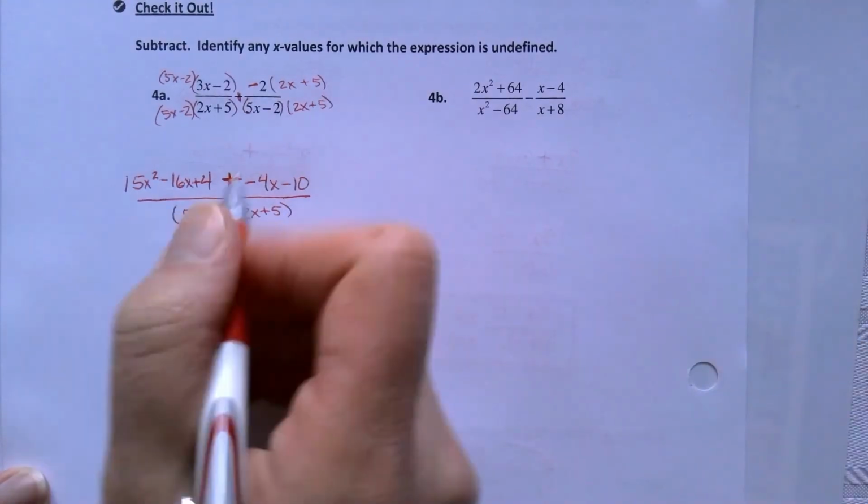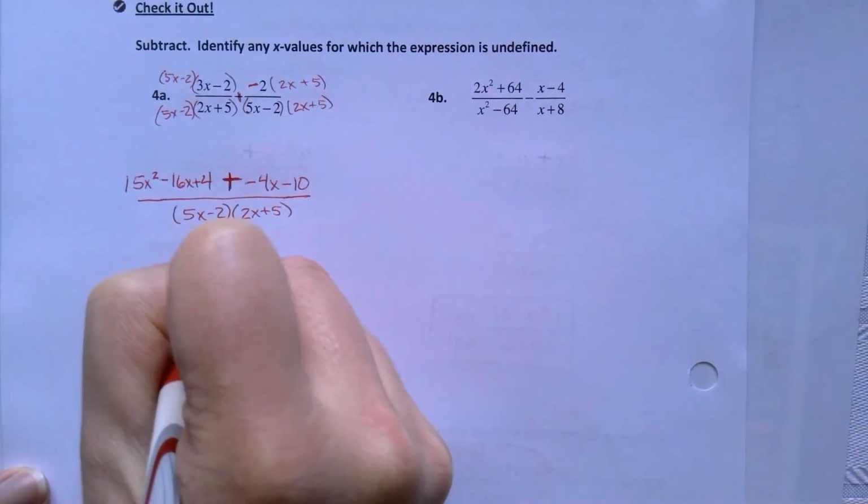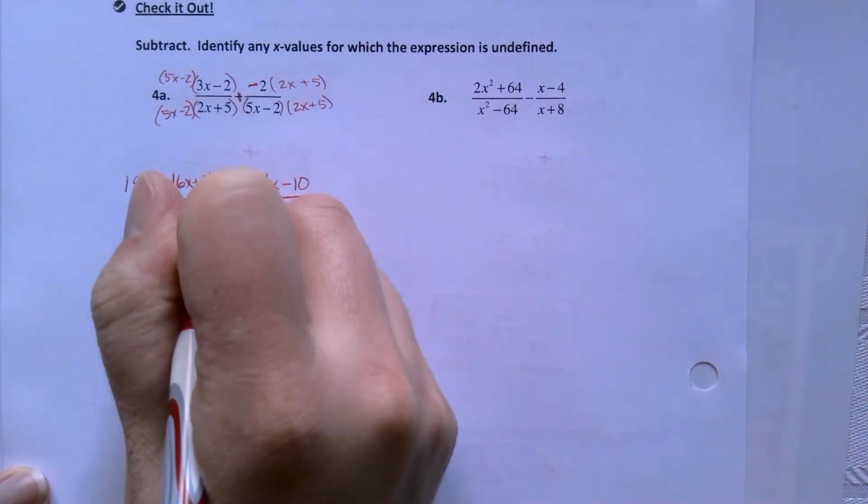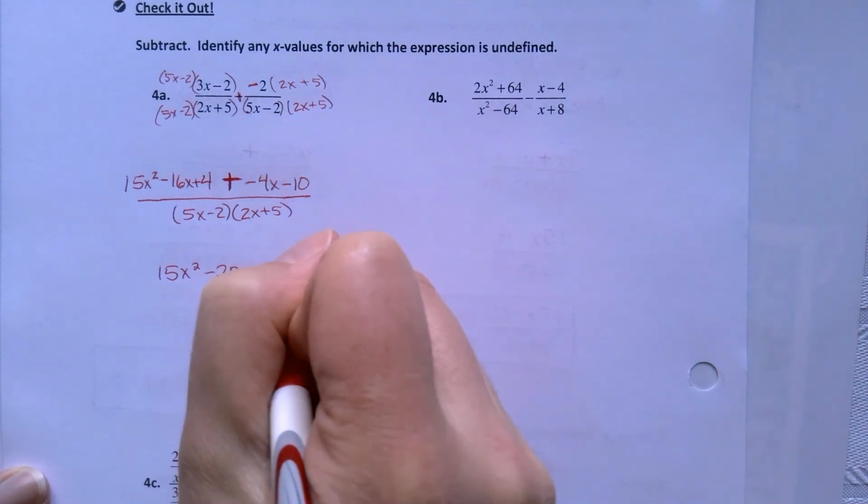All right, let's clean it up. I've got a 15x squared. Negative 16, negative 4 is a negative 20x, and a 4 and a negative 10 is negative 6.